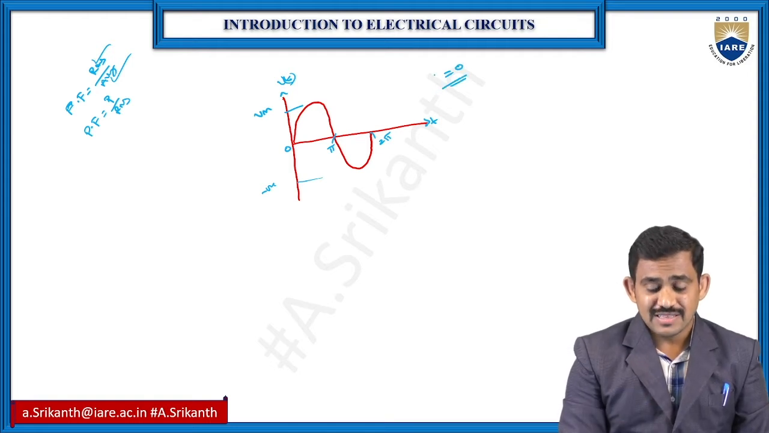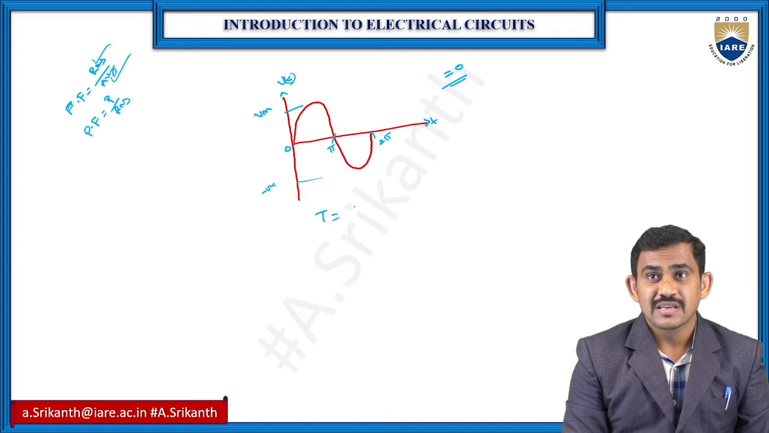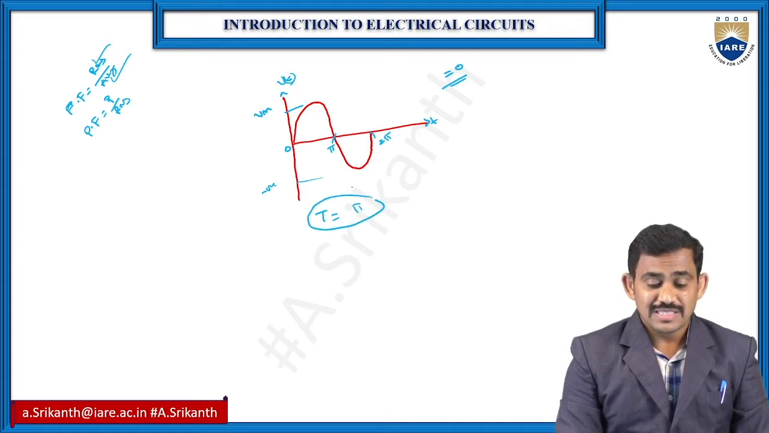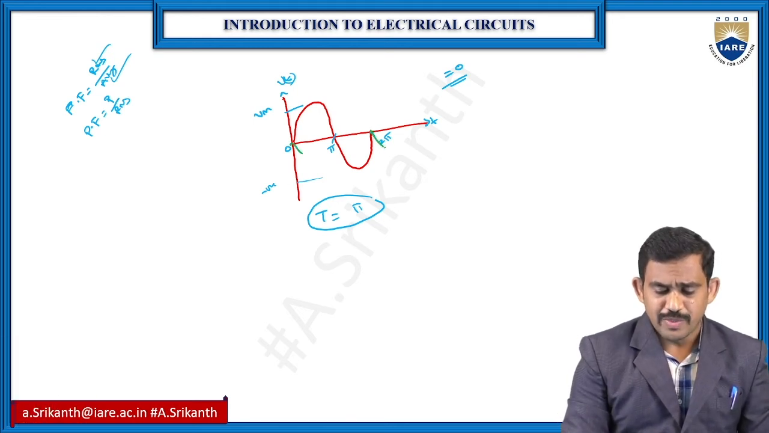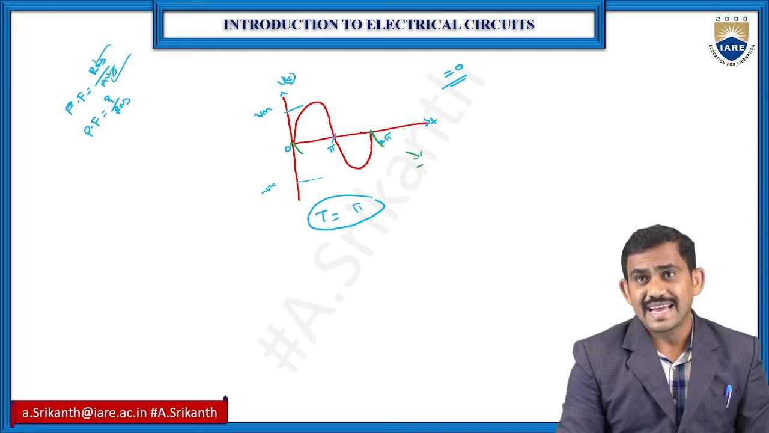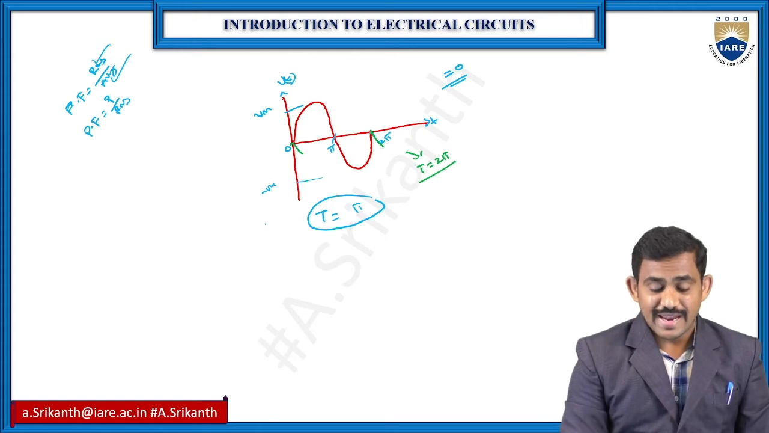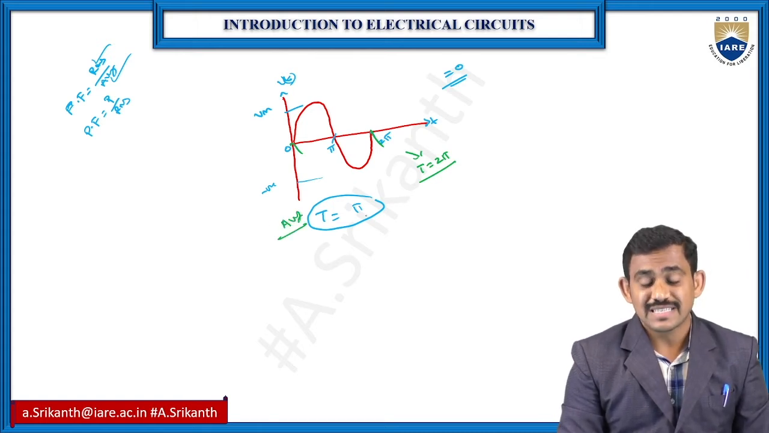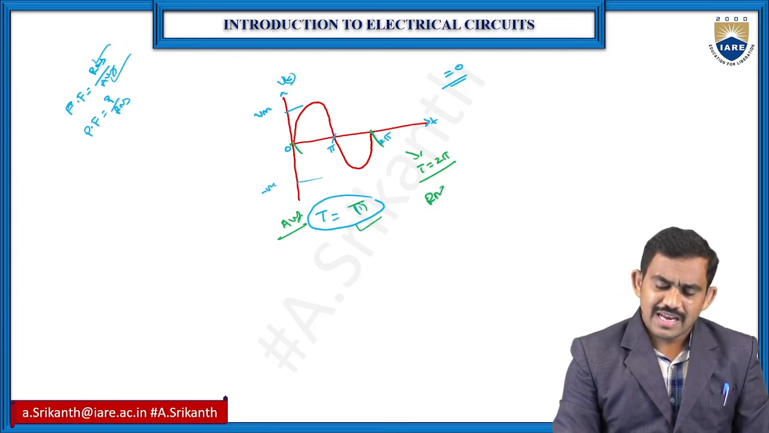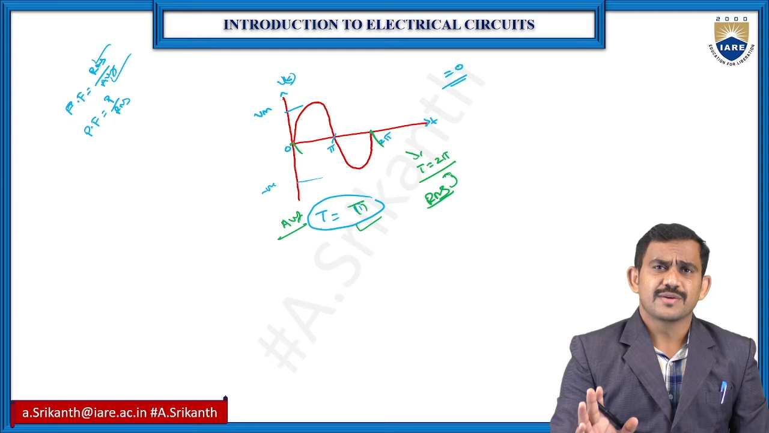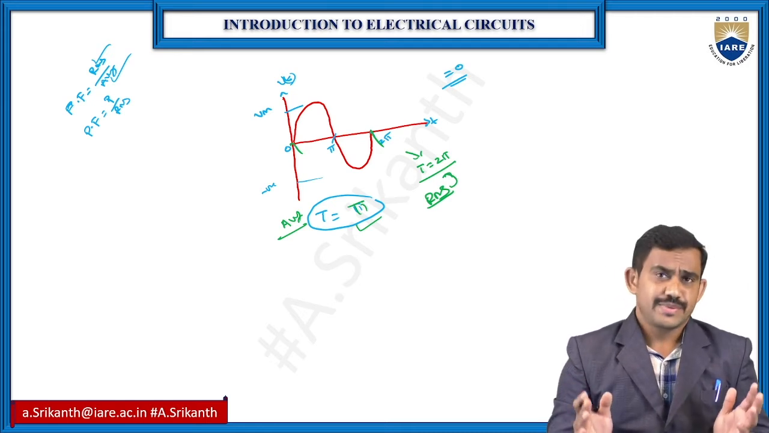So for average, you can consider only the positive peak. No need to go for the full time period. Generally, this sine wave's time period is 0 to 2 pi. That is your time period. But for average, you need to consider the time period as only pi. For RMS, you can consider the 2 pi value. No need to worry about the total time period. Why? Because for RMS we can go for the full time period.